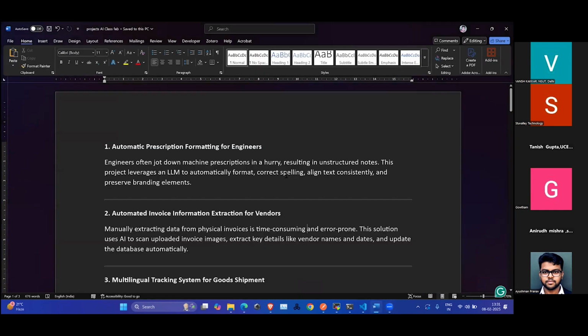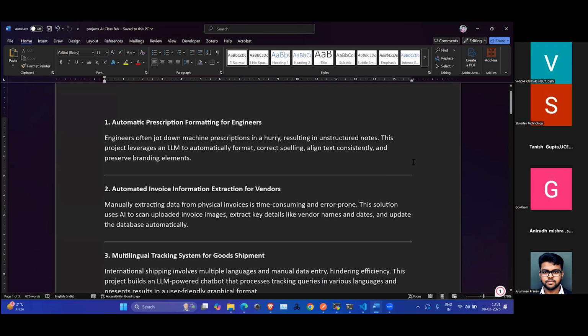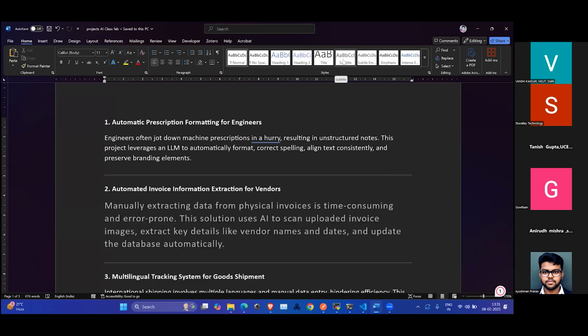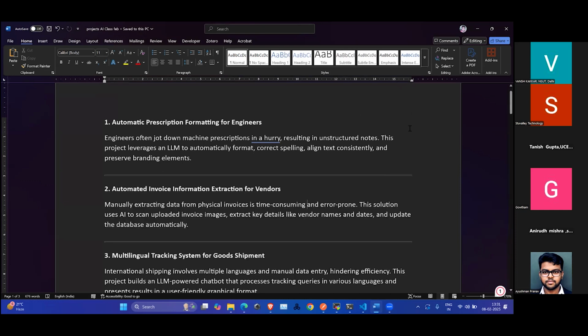Okay, let's move on to the projects. Guys, I already mentioned this. Not exactly these projects, but kind of these projects. Whatever projects we have written here are currently being implemented in some companies. I collected these projects from my colleagues, and from some of my clients.